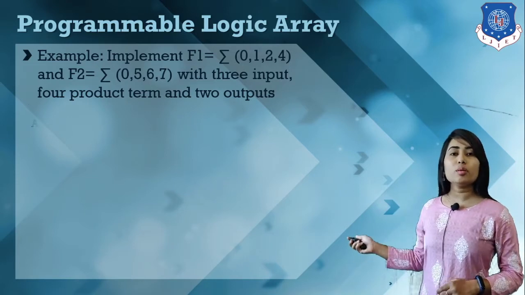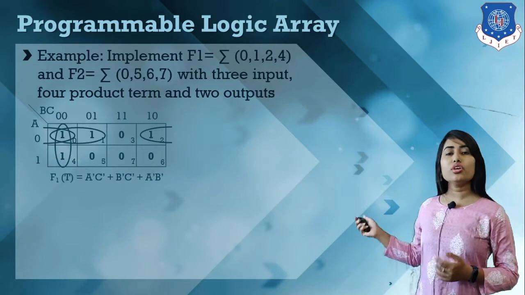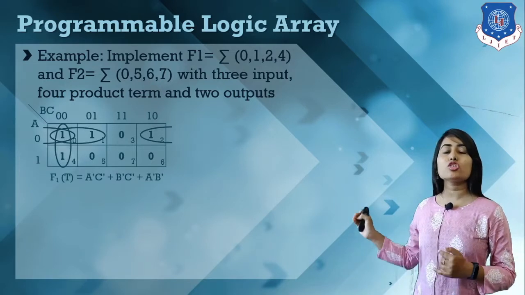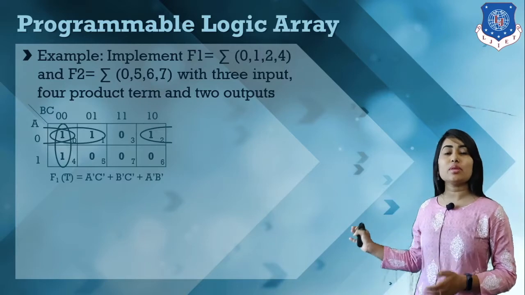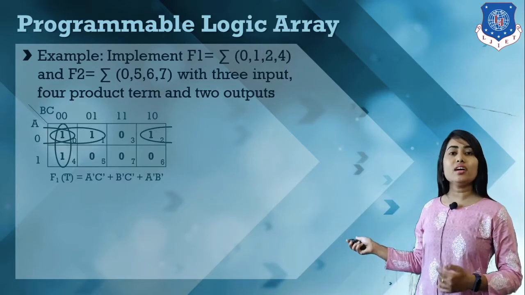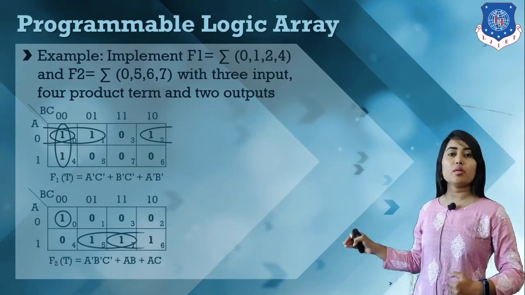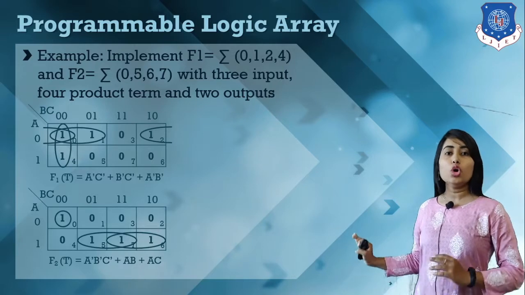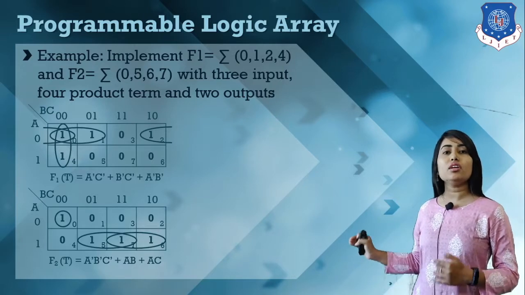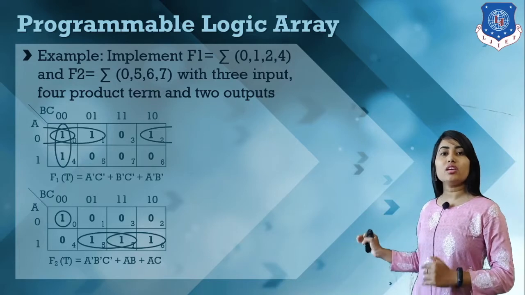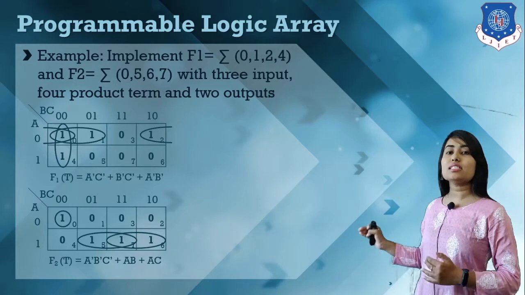So here we make a K-map for F1, and we make this kind of grouping. Here F1 = A'C' + A'B' + B'C'. Okay, and now we make a K-map for F2, and here we have the values for F2. In F2 we have A'B'C' + AB + AC.